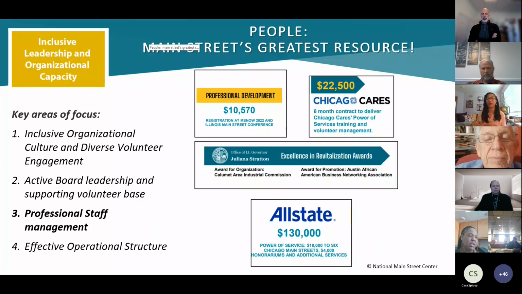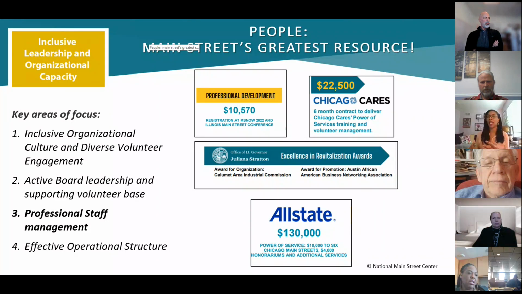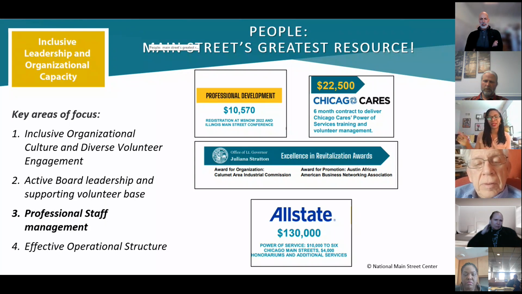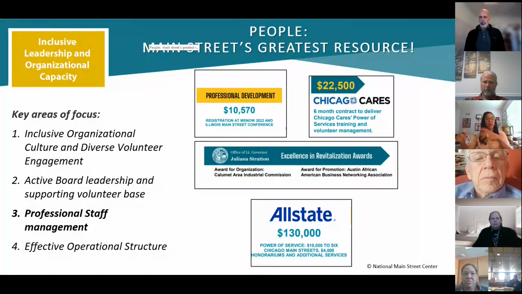Several of the communities were also awarded Excellence in Revitalization Awards from the Illinois Lieutenant Governor's Office. These are the two communities in Chicago that were awarded: the Calumet Area Industrial Commission, as well as Austin African American Business Network. Allstate, again, $130,000 was invested into the communities in total. From the power of service, $10,000 were provided to 6 of the Chicago main streets, and $4,000 honorariums and additional services were provided. So again, the numbers are important, but this is our way of building the capacity and showing the value of Main Street to different types of partners.